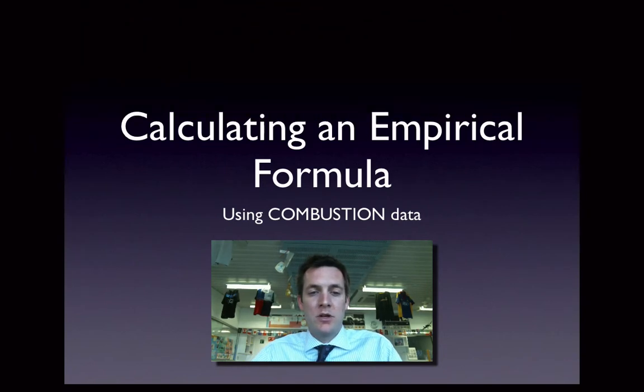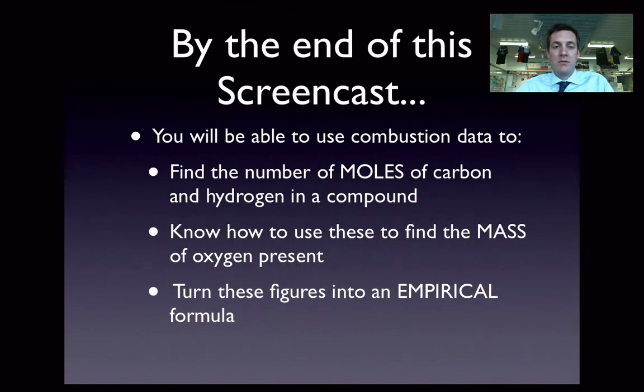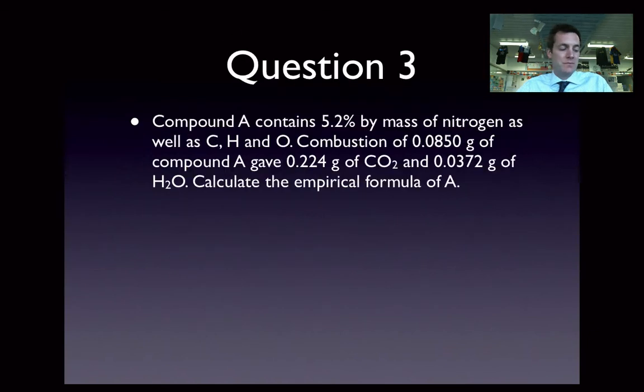Hopefully by the end of the film you'll be able to use that combustion data, the data that we get from burning things, to find the number of moles of carbon and hydrogen in a substance, to find the mass of oxygen in that compound using those moles of carbon and hydrogen, and then to turn all the figures together into an empirical formula. So let's see, here's a question which has come from the worksheet called Empirical Formula Calcs.